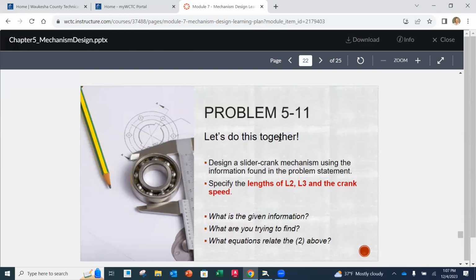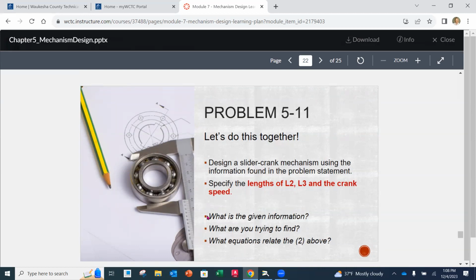The first example problem we're going to look at is 5.11. What it wants us to do here is to design a slider crank mechanism using the information found in the problem statement. So we'll look there. They want us to specify the lengths of link number 2, which is going to be our crank, link number 3, which is the connecting rod, and the crank speed. So what is our W2, or our W of our crank?